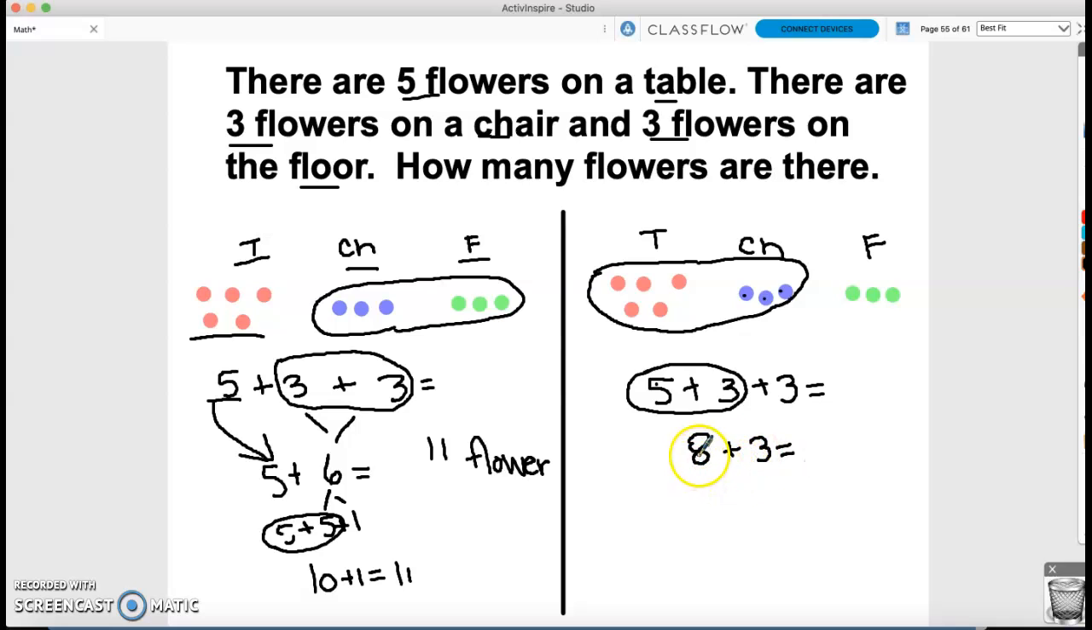Well, I know that to make 8 into a 10, I would need a 2 to make it into a 10, and 3 is really 2 and 1. So I'm going to put my 8 right here. So I can make a 10 with my 8 plus 2 equals 10, plus 1 more equals 11. So still 11 flowers.